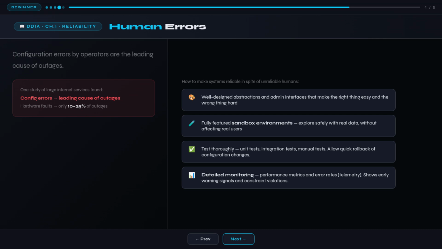Detailed metrics, error rates, performance dashboards, and alerting systems give you visibility into what's actually happening, including early warning signs before a problem becomes a full outage. Monitoring lets you check whether the assumptions your system is making are actually holding in production. When they stop holding, you want to know before your users do.